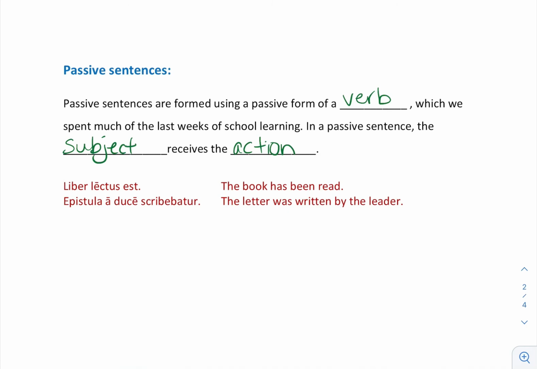So if I said, liber lectus est, the book has been read, we have this passive form of the verb here. The book has been read. Now we don't have to say who it was read by, but we can say, of course, by zombies. And since it makes sense if we add a by zombies, then we know it's passive. So epistula a duce scribebatur. So here we go, scribebatur. There we have our passive form of the verb. We'll review it so you get practice at it. The letter was written, and then again, as I said, by the leader.